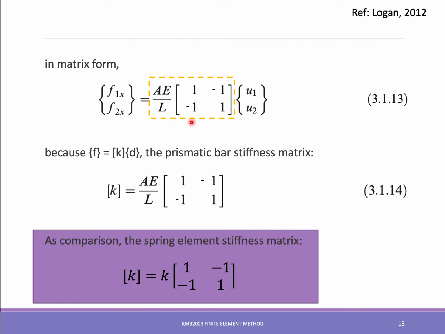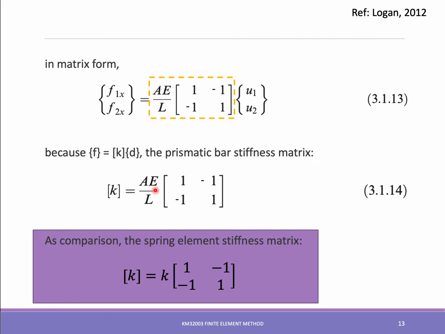Right? So in this form itself, the K, or the prismatic bar stiffness matrix, will be represented by this particular term, which contains AE over L. If we compare this with the spring element stiffness matrix, basically this K now turns out to be AE over L. So this function represents how a prismatic bar will act like a spring, with this K, right?